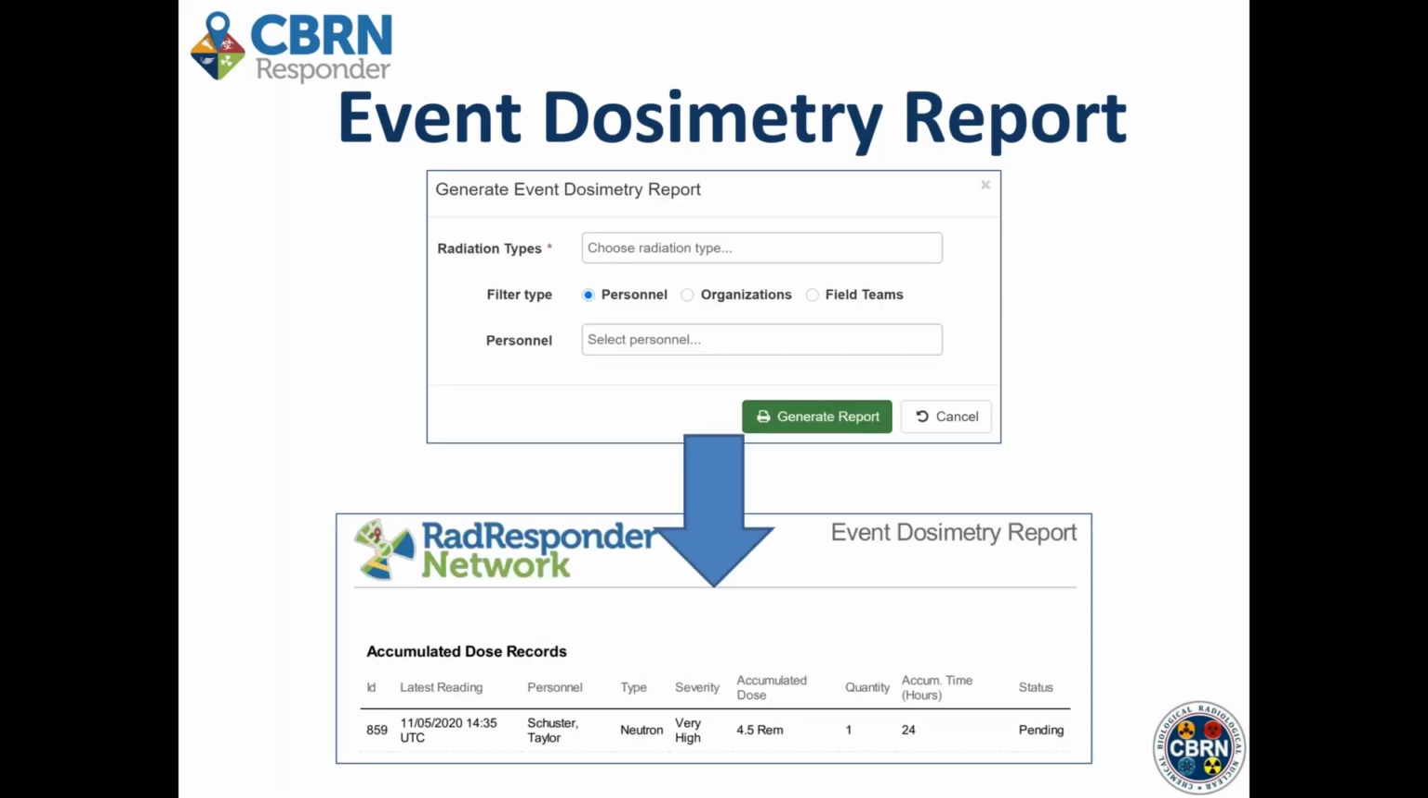And as you can see, you can select the radiation type that you're looking for, as well as filtering between whether you want to check for everyone in your organization, an individual personnel, or a specific field team. And then you'll see that the report itself actually gives you the accumulated dose as well as the accumulated time as well. So it's a very useful tool, and it is the last of our 6 reports.